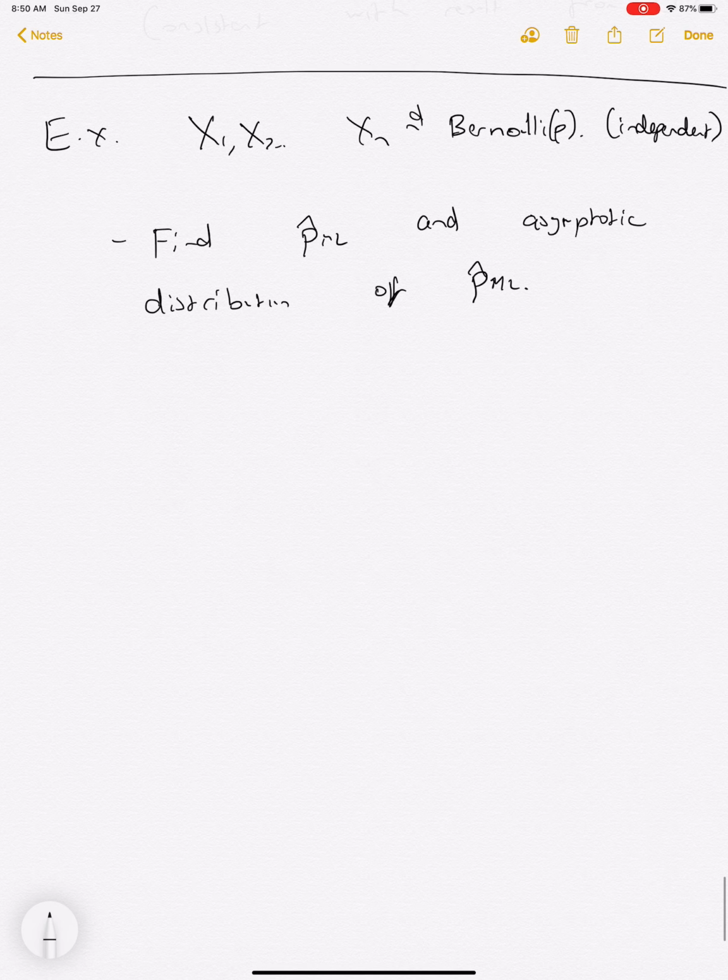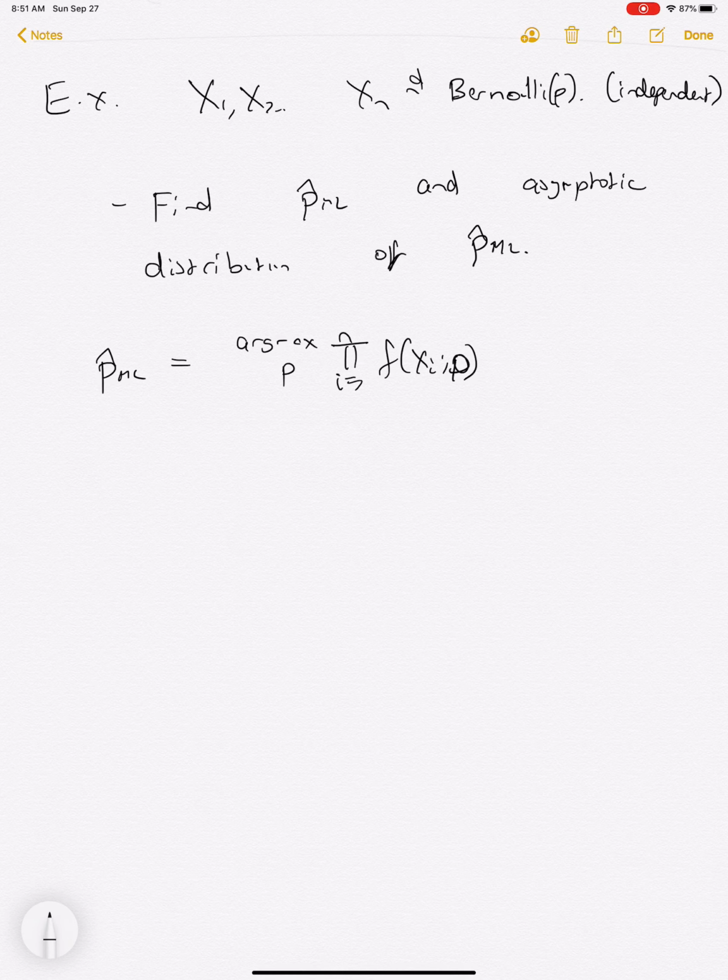Okay, so I'm not sure if we did this calculation or not, so we're going to go through it again. p hat ML is the argmax over p of this likelihood function, and once again we can take logs.